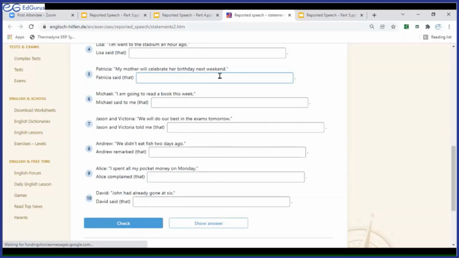Alice said, I spent all my pocket money on Monday. Alice complained that she had spent all her pocket money on Monday. Spent is the past form, simple past. Very good. David said John had already gone at 6. David said that John had already gone at 6. There is no change. Now you will see the answers.